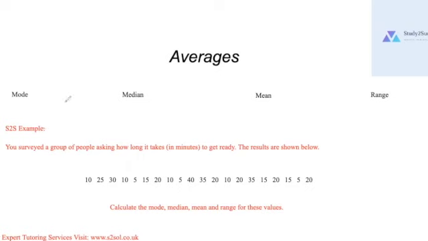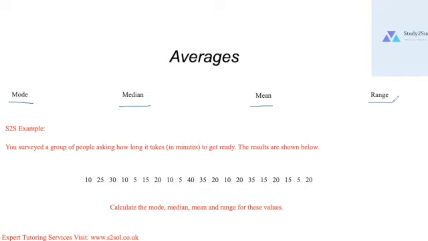So we have 4 different types of averages: the mode, median, mean, and range. And these help us find the different average points of the data that you've collected. So what we need to understand is how to calculate each one of these averages amongst a data set that we might have been given.